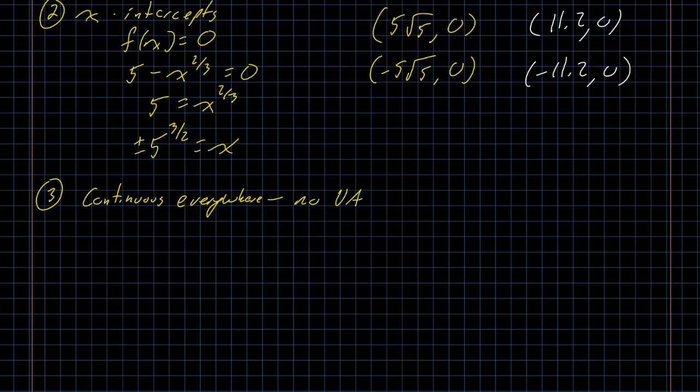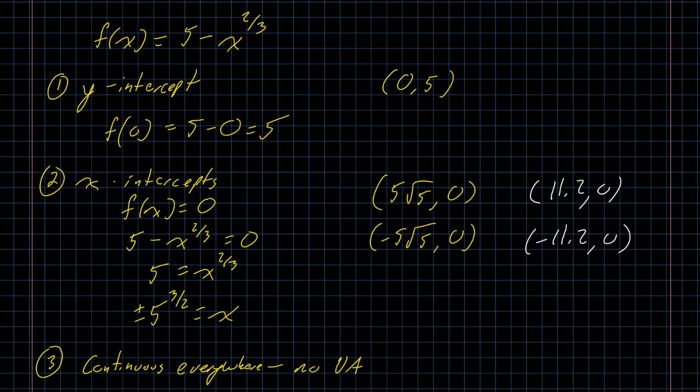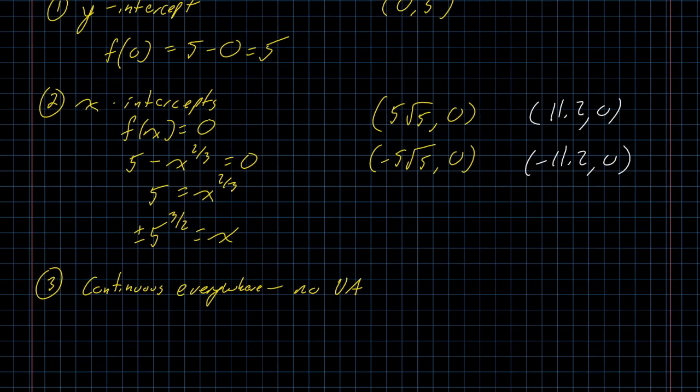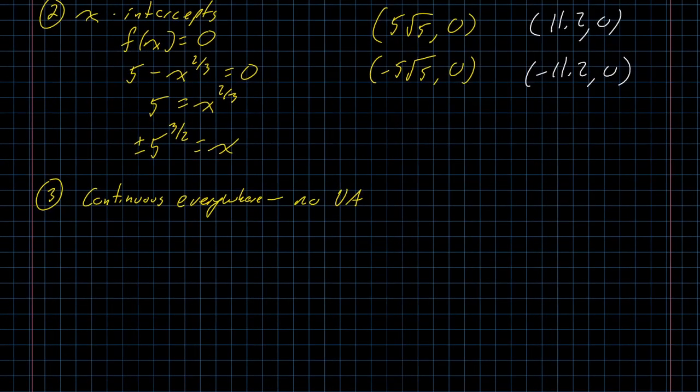The next thing I notice is that this function is continuous everywhere. It's not a polynomial because it has this weird fractional power, but the cube root is also continuous everywhere, and the 2/3 power is again the cube root of x squared. So yes, this is a function that's going to be continuous everywhere. We don't have any issues there, which means no jump discontinuities and no vertical asymptotes.